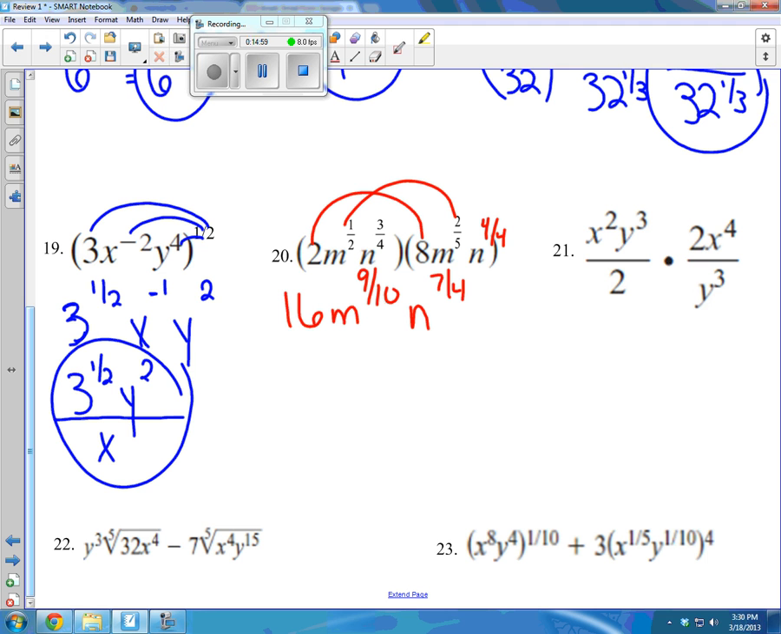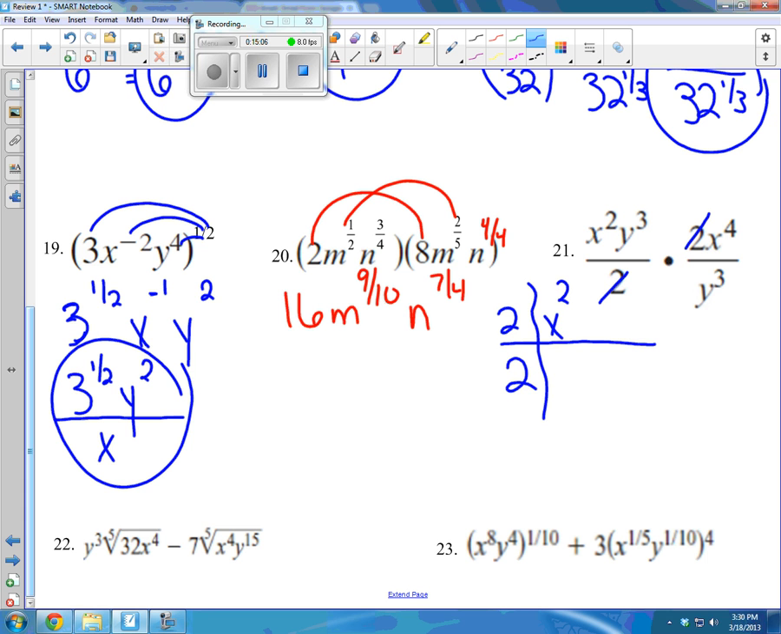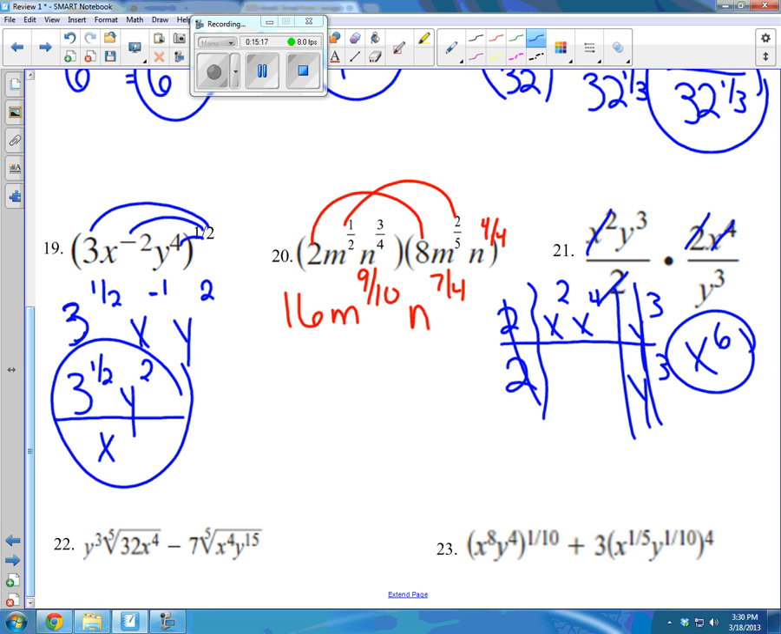21, going back to previous chapter, organize your numbers, the x's, and the y's. And the y's will cancel out, so I'm just left with 6 x's, or x to the 6th.